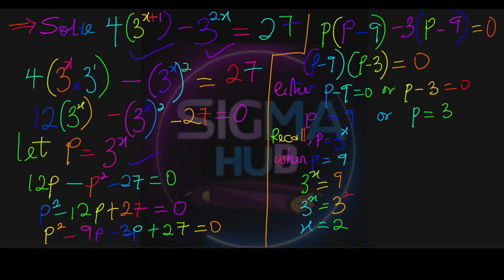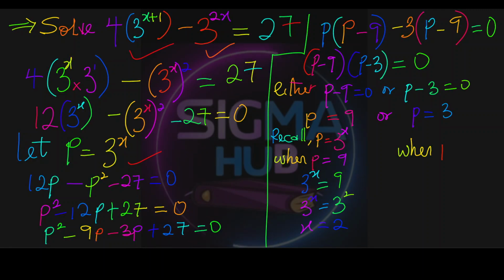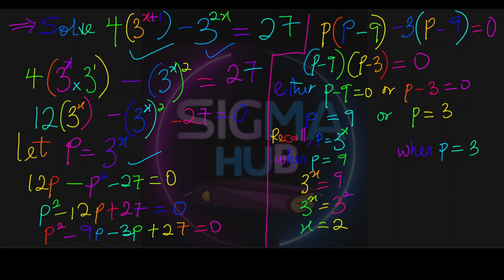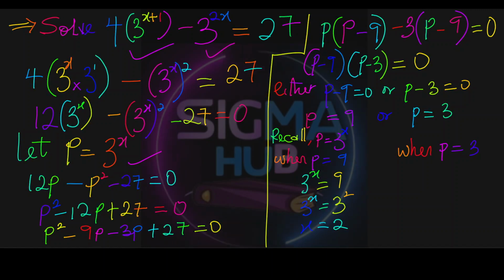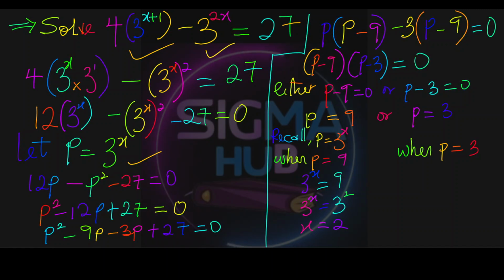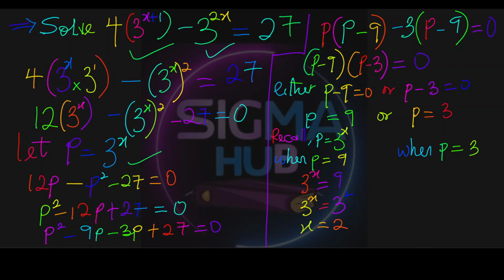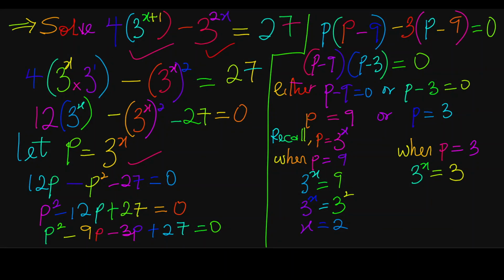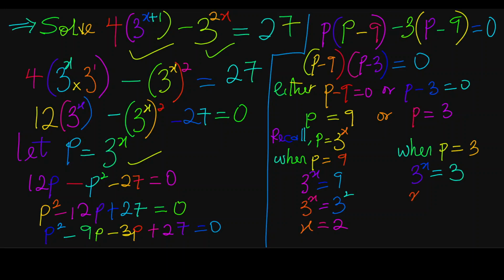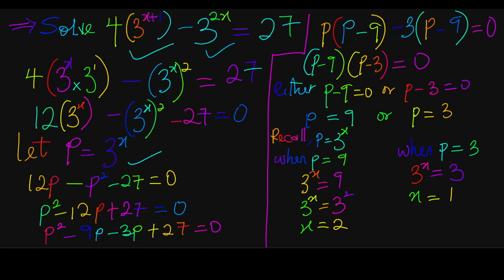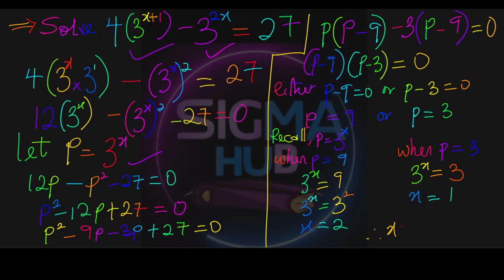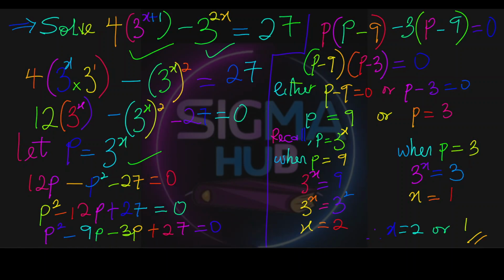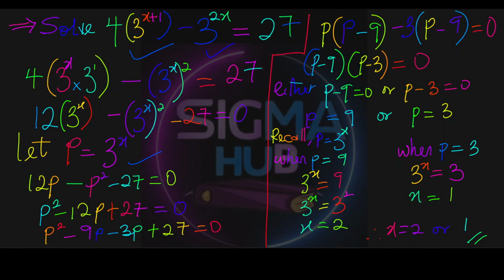And when p equal to 3, you know we have two values for p. One is 9 and the other one is 3. So we have solved when p equal to 9. We were able to get that x equal to 2. Now when p equal to 3, that means 3 raised to the power of x equal to 3. That's 3 raised to the power of 1. So equating the powers, x equal to 1. So therefore x equal to 2 or x equal to 1. So we have 2 or 1 as our answers.